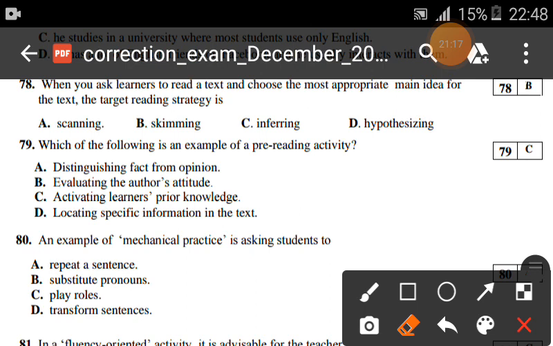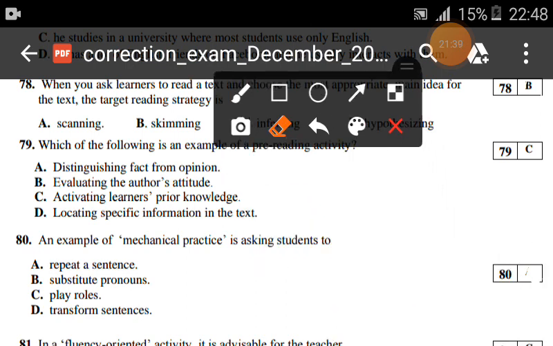Let's move to the next question, which is 80. An example of mechanical practice is asking students to A. Repeat a sentence, B. Substitute pronouns, C. Play roles, D. Transform sentences. The right answer is A. Repeat a sentence is the right answer here.